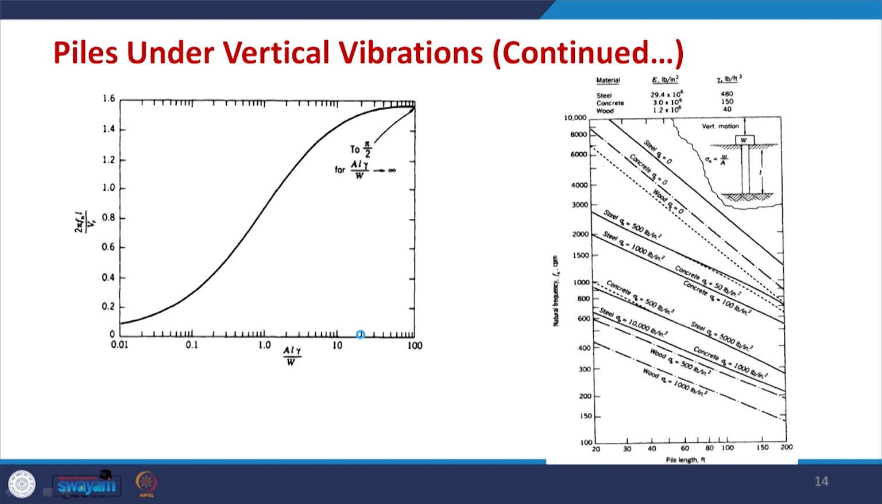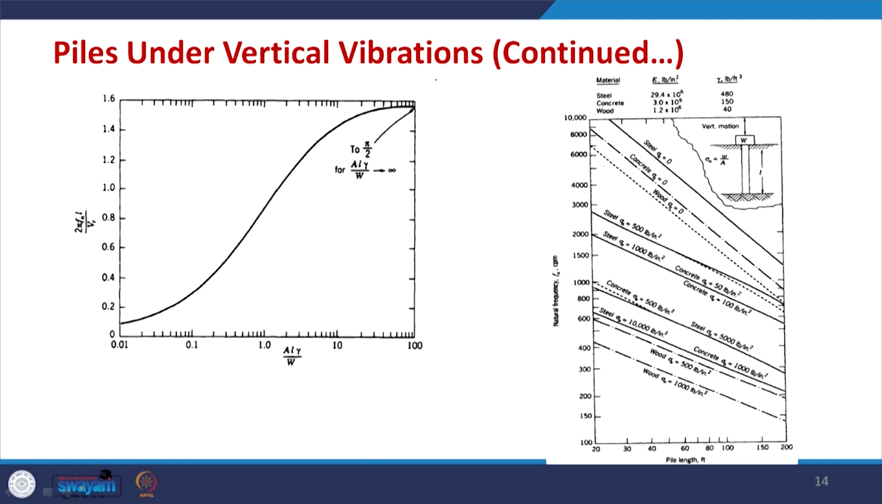So, that gives you L divided by Vr, which will be dimensionless. Here you can see from this plot that the x axis is on the log scale, while the y axis is not on the log scale. But this ultimately ends when it is 2 pi by 2. When you have this 2 pi by 2, then this factor AL gamma or W will go to infinity.